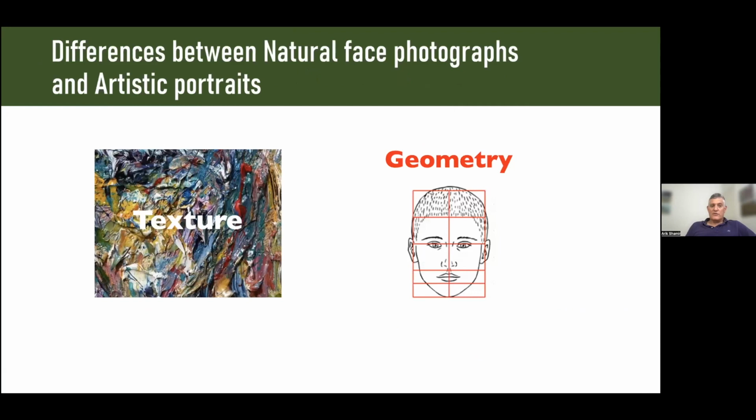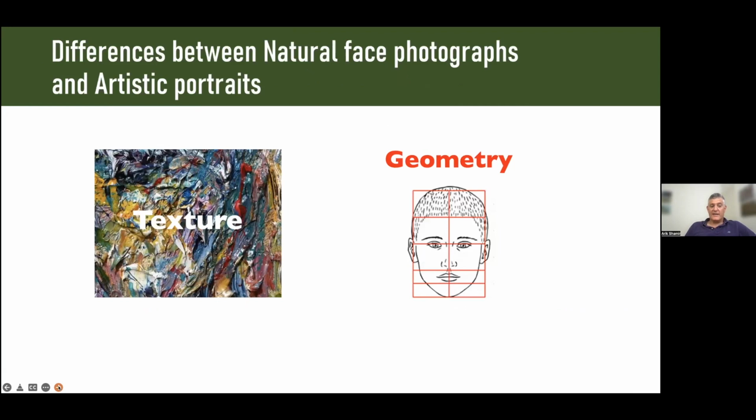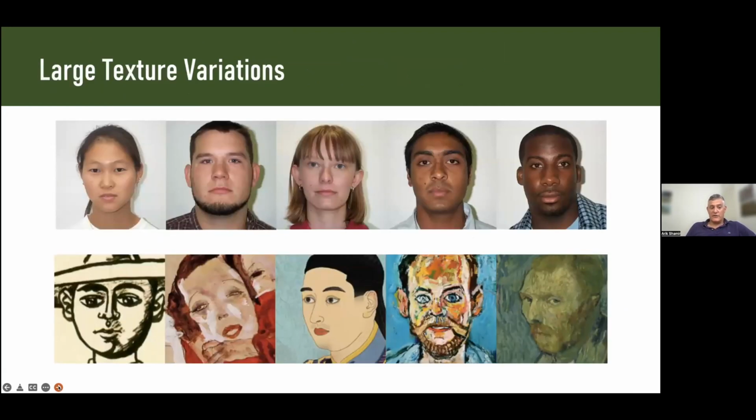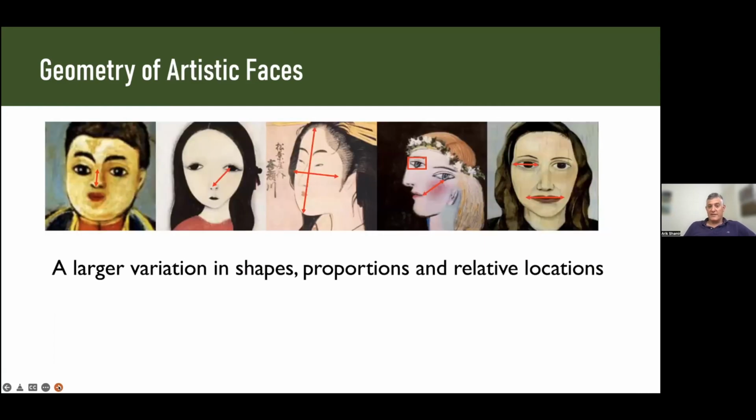So again, the idea was to look at the differences between natural faces and artistic portraits and try to bridge the gap between those differences. And again, as I told you, there are large texture variations between portraits that are drawn or painted and portraits that are taken from a camera. But there are also changes in the geometry of the human face. When you think about the geometry of the human face, you can think of typical features: the shapes, the size, the proportions, the locations, and most humans have similar proportions. Obviously, there is variation, but not as large as you find in artistic portraits, where everything has much larger variation.